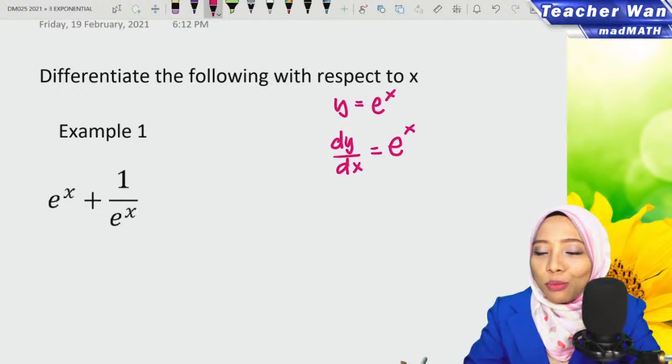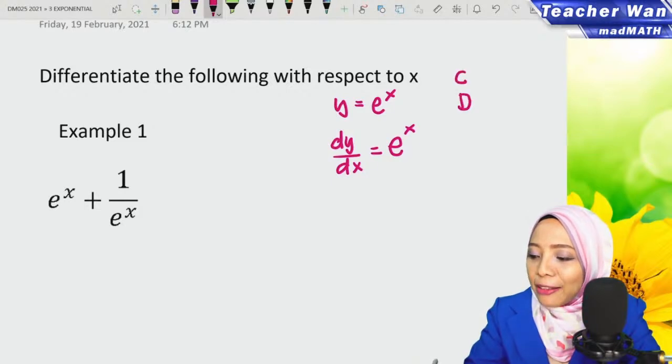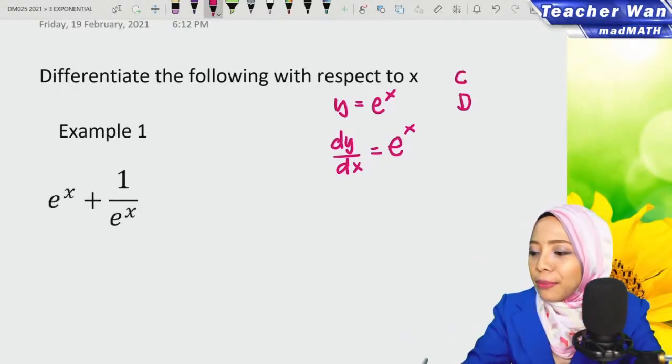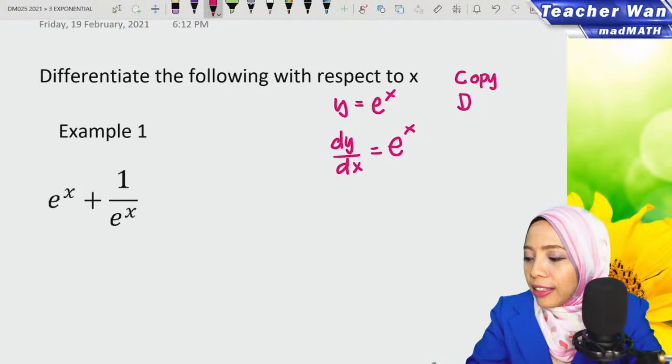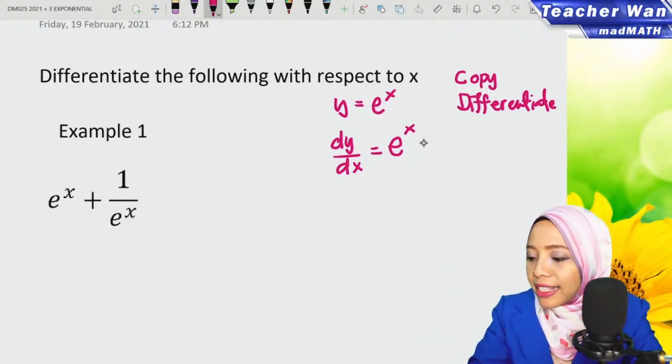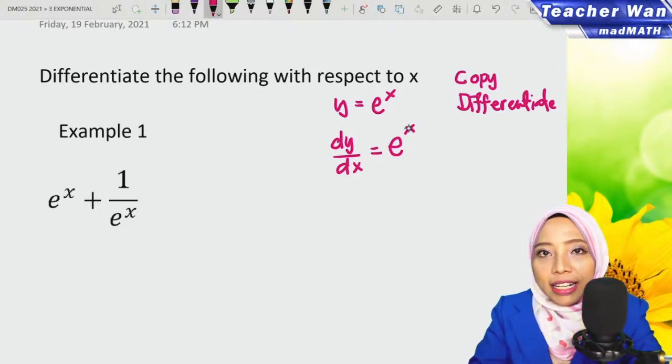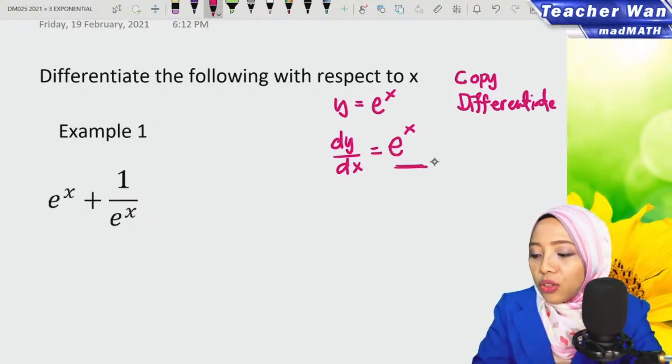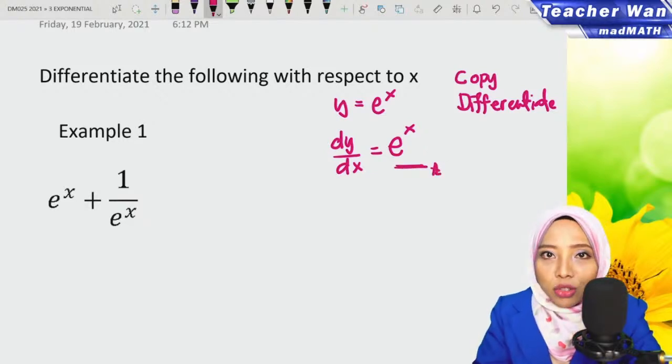as I mentioned to my student, please write it down. First tip: copy and differentiate. So you copy the exponential to the power of x and you differentiate the function, the power here. So you differentiate x, you get 1. You can choose either to write it down or not to.